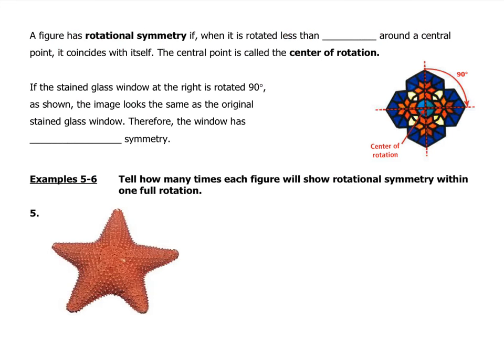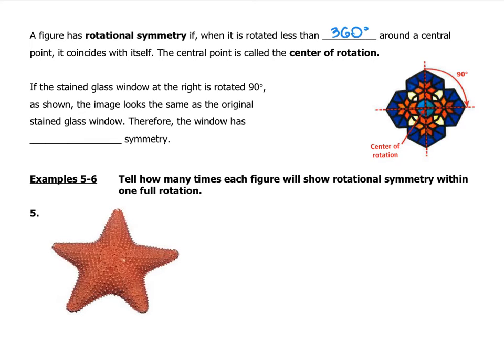Okay, look at the back side now. We just talked about line symmetry. Now we're going to talk about something called rotational symmetry. A figure has what's called rotational symmetry when, if it is rotated less than 360 degrees around a central point, it coincides with itself. That central point is called the center of rotation.